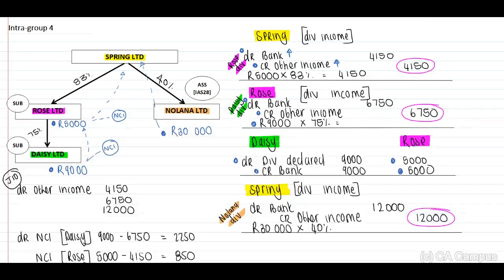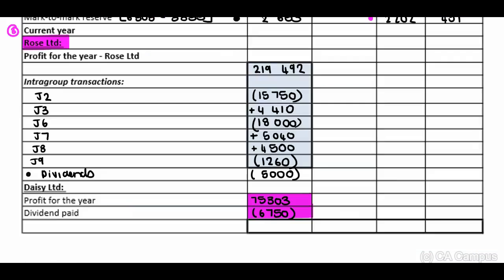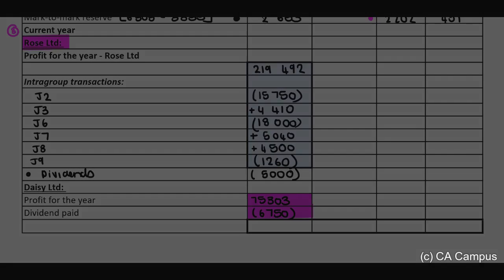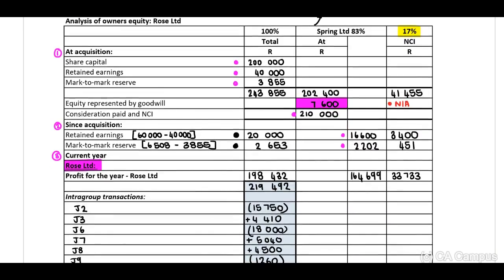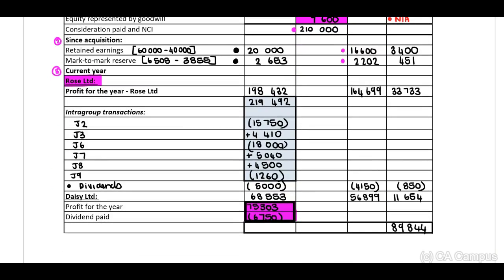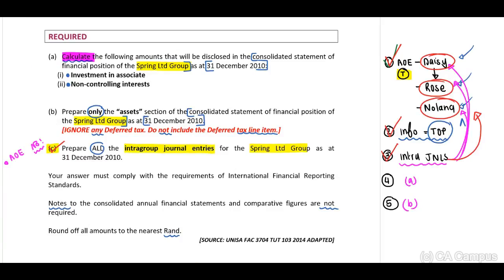Then journal entries in terms of number 4. This is our dividends, which we have included in our analysis of owner's equity. We can now include the totals and allocate the portion to our parent and NCI. I've included all of the relevant totals allocated to Spring and our NCI, and the total of my NCI is 89844.